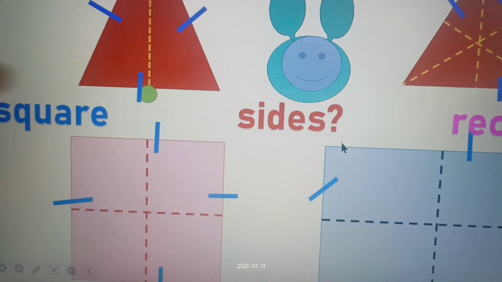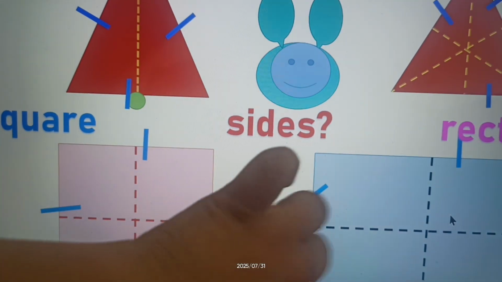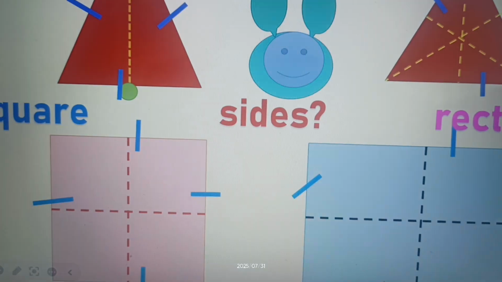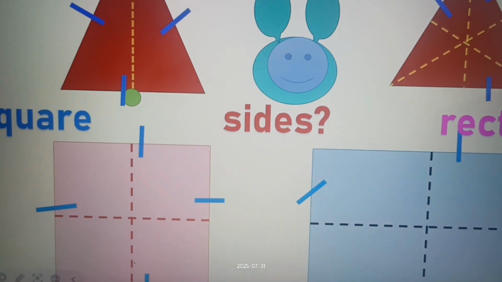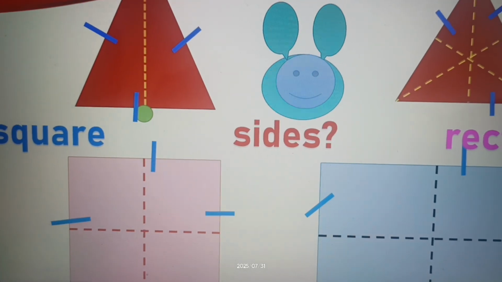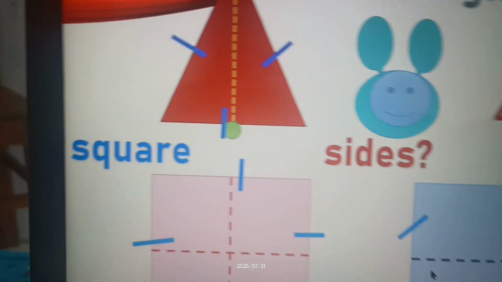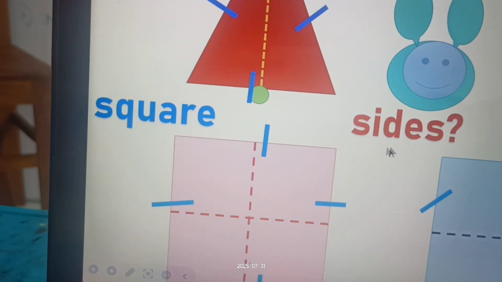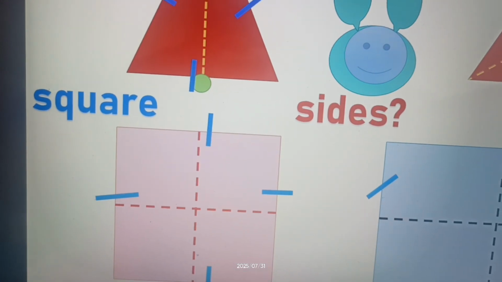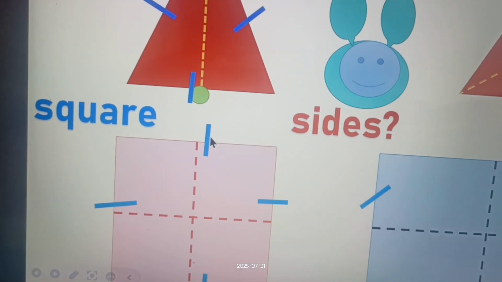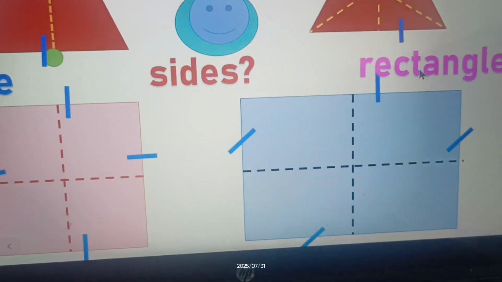In a rectangle, there is a long side over here and a long side here, and the other sides are short. There are 2 equal length sides and 2 equal width sides. Only 2 sides are equal here, and here also 2 sides are equal. Then how many sides are there in this square? 4 sides. In a rectangle, again 4 sides.